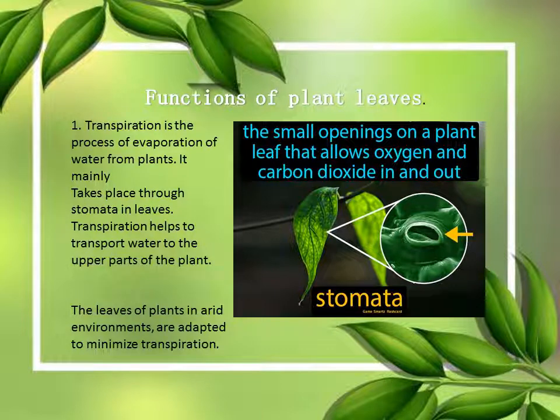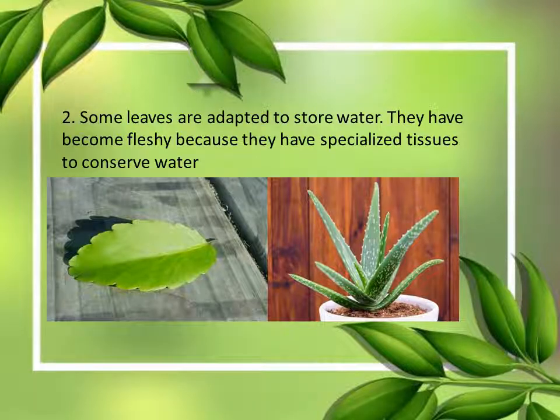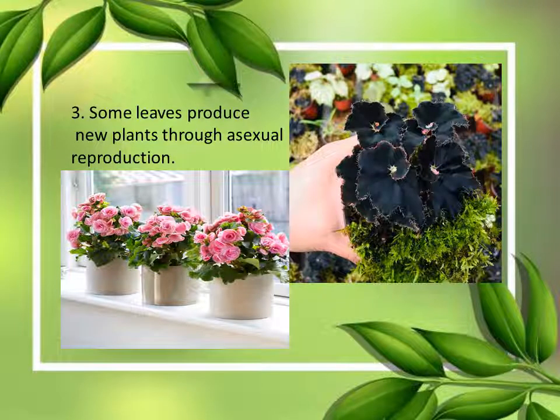Let's talk about functions of plant leaves. Transpiration is the process of evaporation of water from the plant. It mainly takes place through the stomata in leaves. Transpiration helps to transport water to the upper part of the plant. The leaves of plants in arid environments are adapted to minimize transpiration. Some leaves are adapted to store water. They have become fleshy because they have specialized tissue to conserve water. Some leaves produce new plants by asexual reproduction.